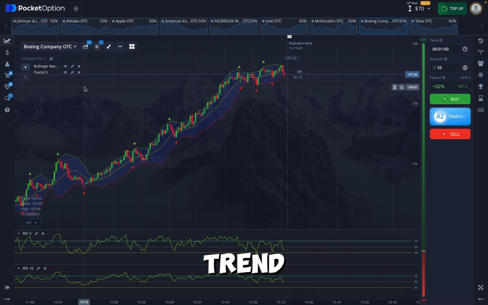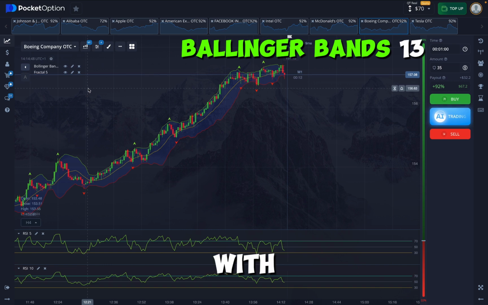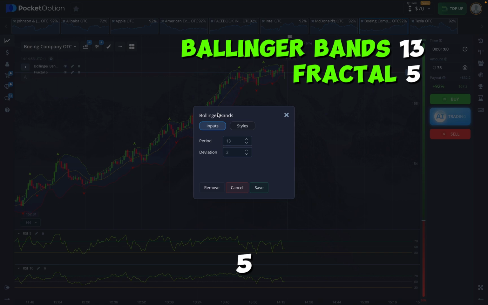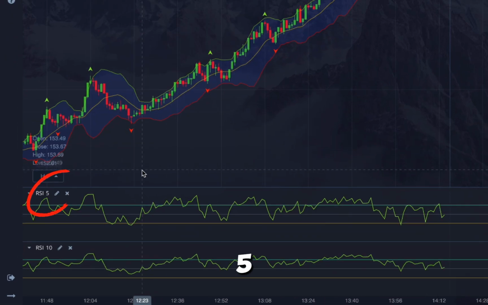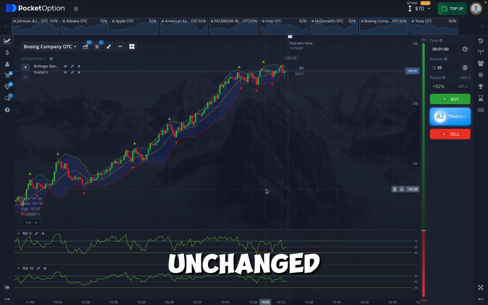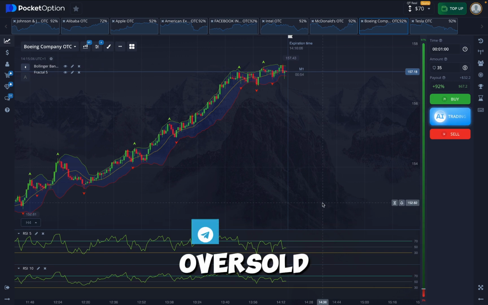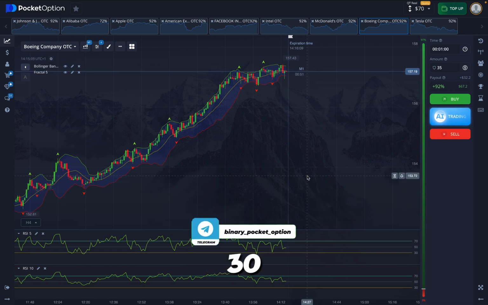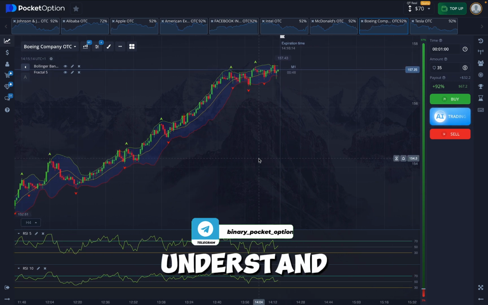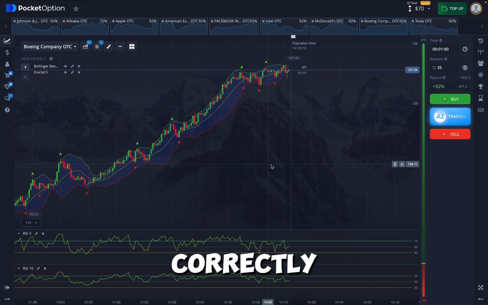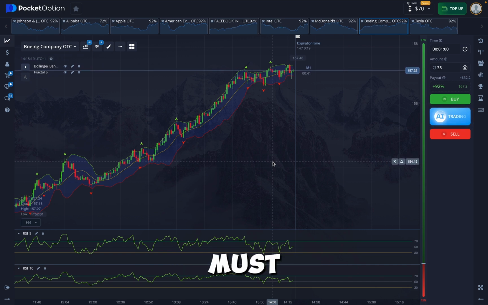It includes Bollinger Bands with period 13 and deviation 2, fractal with period 5, and two RSI oscillators, the first with period 5 and the second with a period of 10. We leave the overbought area unchanged at 70, and the oversold area also unchanged at 30. After watching the trading, you will understand how to open a position correctly, what conditions must be met in order to open a trade, and what logic you must follow.